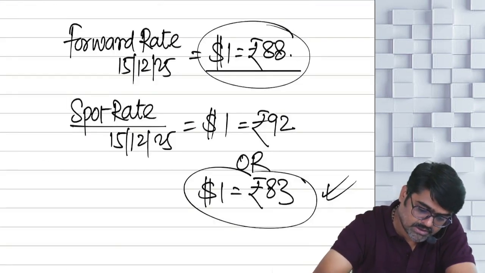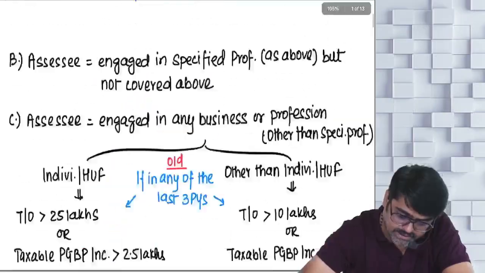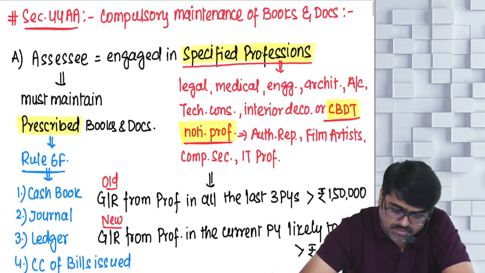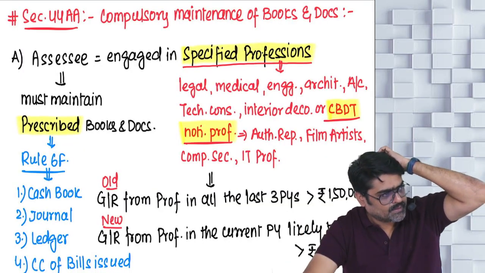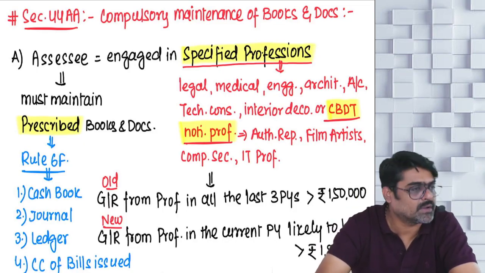Understood? This was your section 43A. Let's see. Now coming to 44AA. 43CA we are going to do with capital gains. So right now I am explaining 44AA.